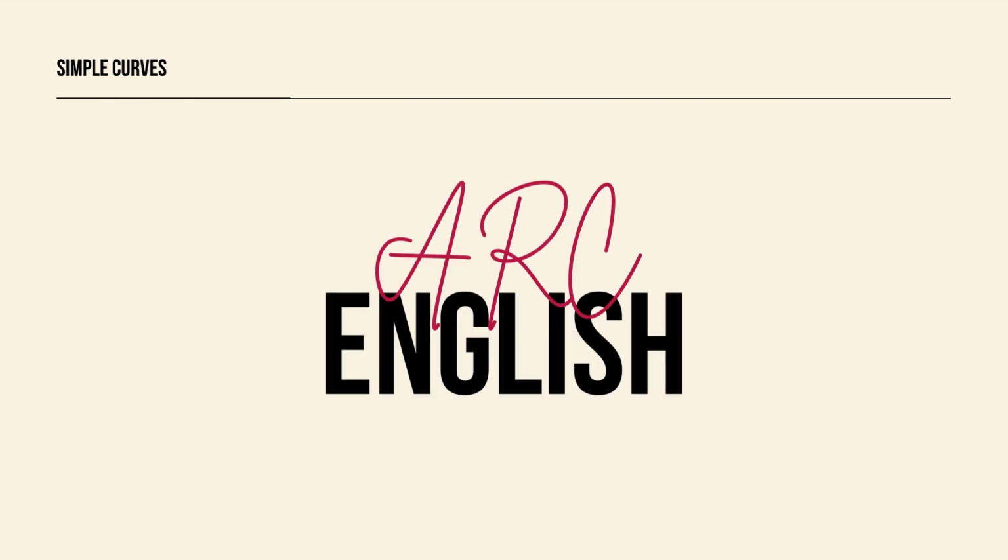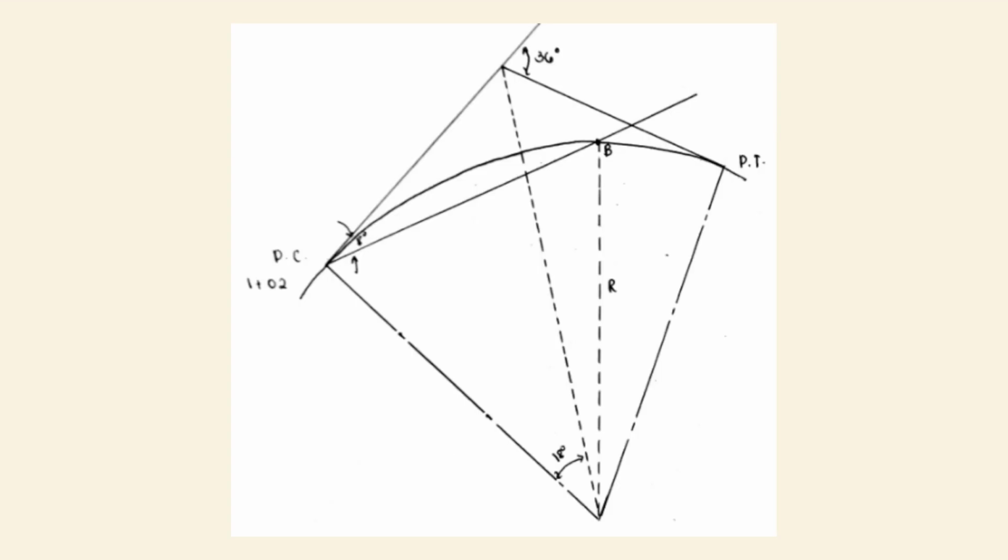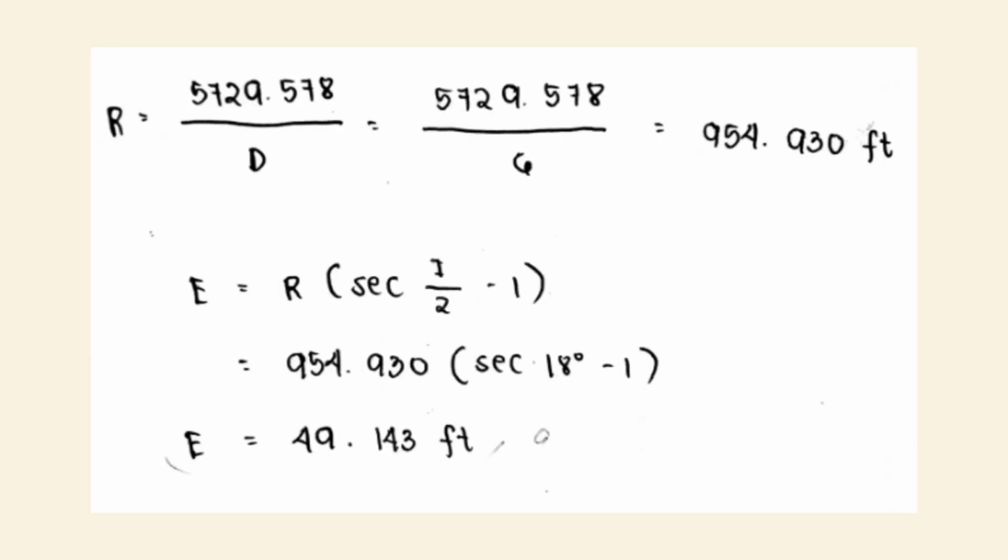Let's solve the problem using arc basis. Our figure would look like this, roughly the same as before, but the values are in English system. Solving for R is equal to 5,729.578 over D. It is equal to 5,729.578 over 6 degrees, equaling to 954.930 feet.